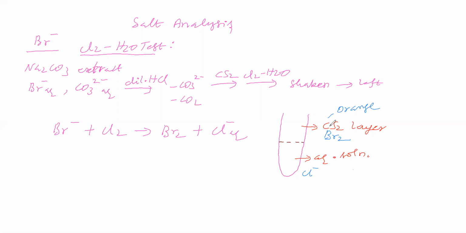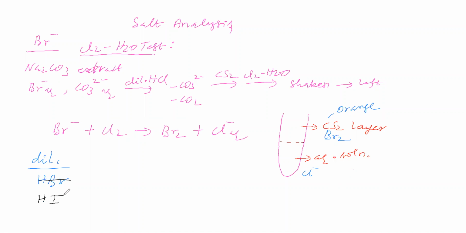Next we will see, in place of dilute HCl, what are the other acids? Why can we not add other acids? That we will see. One is HBr. We are testing Br minus, so we cannot add HBr.